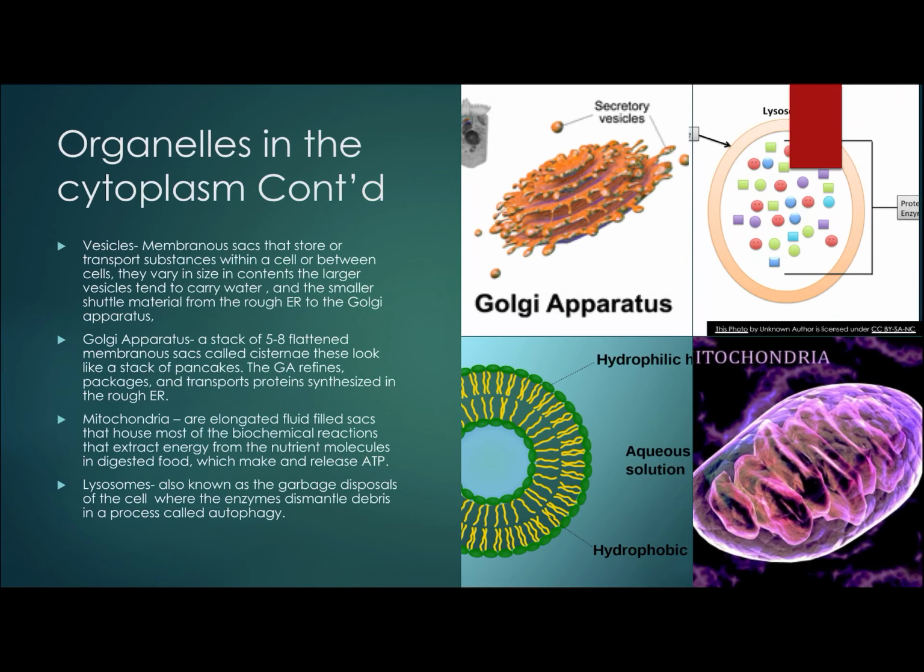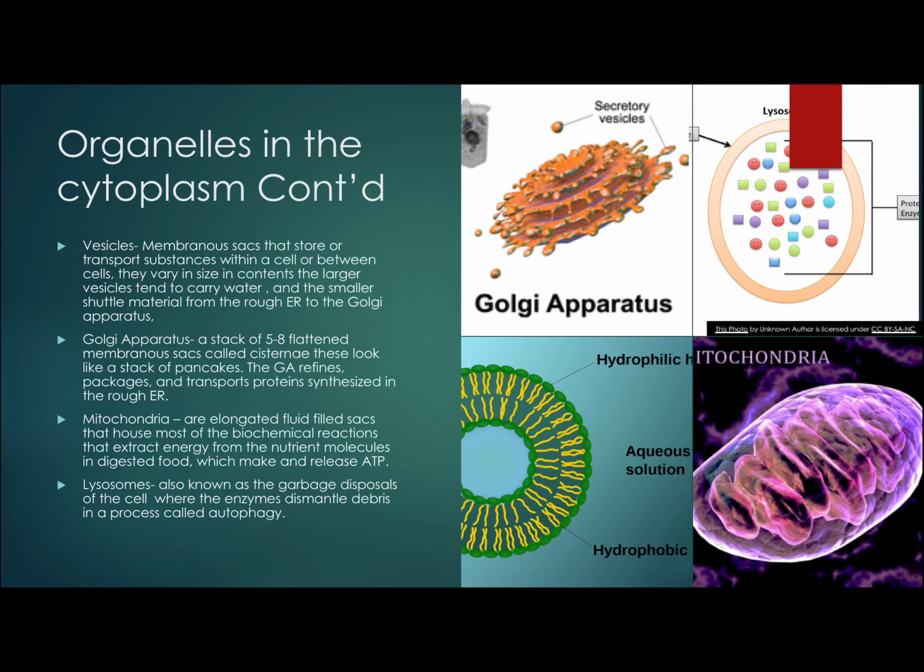The organelles in the cytoplasm, here are some more. There are vesicles, which are sacs that store or transport substances within a cell or between cells. The Golgi apparatus is a stack of 5 to 8 flattened membranous sacs called cisternae, and these look kind of like a stack of pancakes, as you can see in the image.